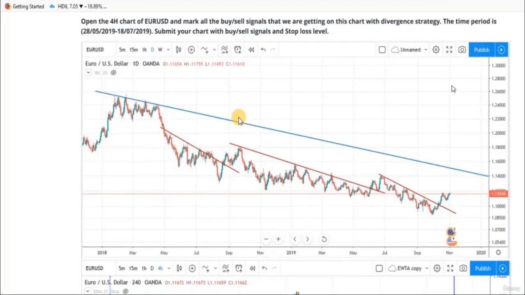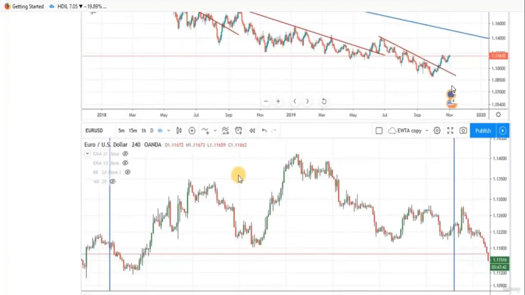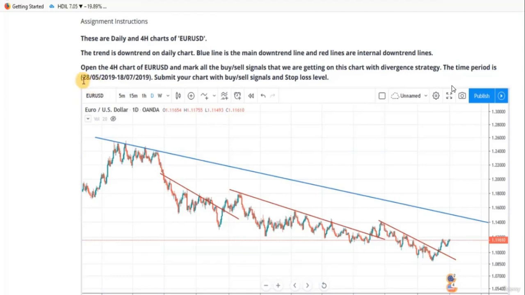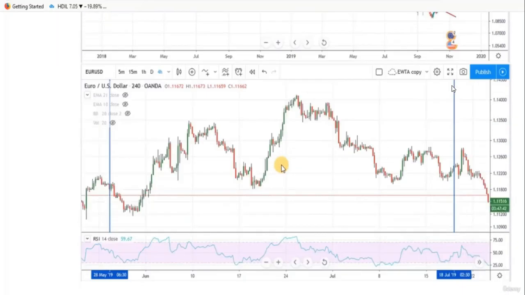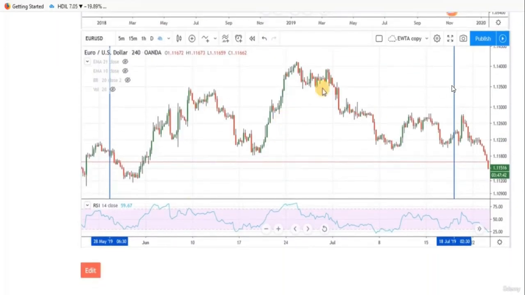This is the daily chart and this is the 4H chart. The time period was from 28th of March to 18th of July, and in this mentioned range you have to mark all the buy and sell signals that we are getting with divergence strategy. So this was our chart. In this chart you have to find out all the buy and sell signals.